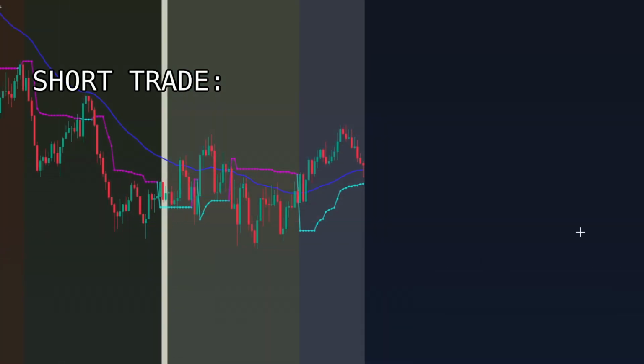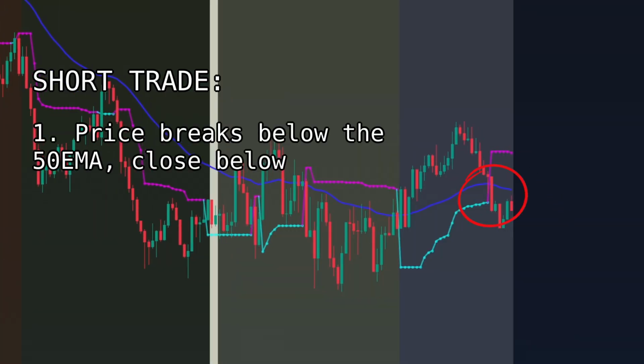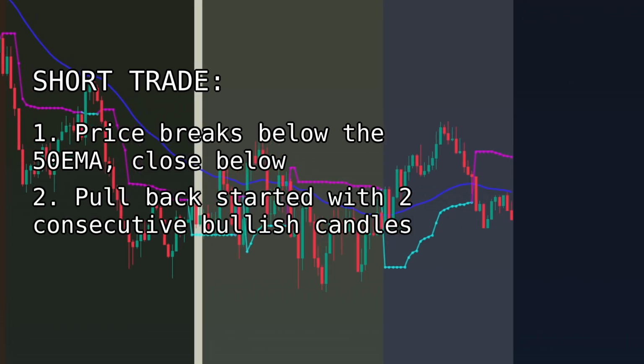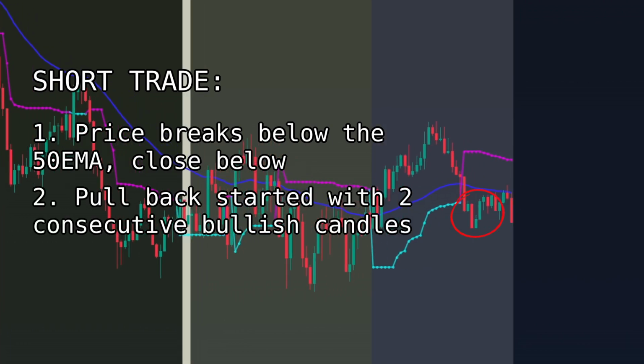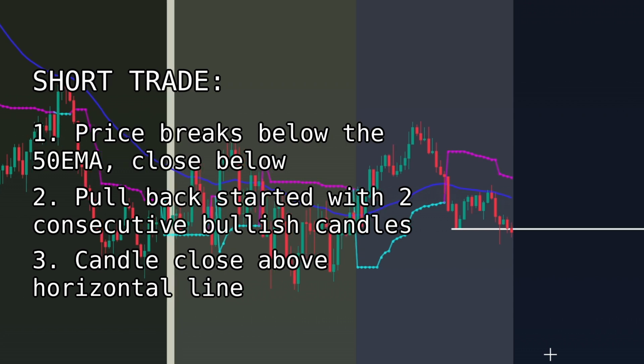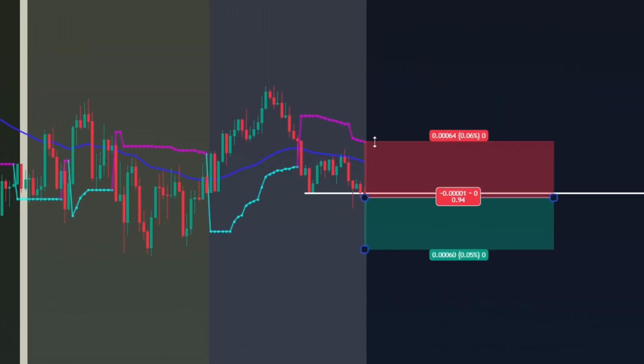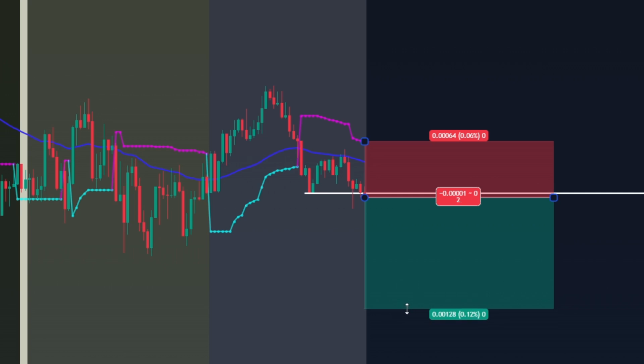For a short trade, the price must break below the 50 EMA with a candle closing below it. Wait for at least 2 consecutive bullish candles after the breakout. Place a horizontal line at the swing low before the pullback and enter when a candle closes below this line. Use the chandelier stop to set your stop loss. Again, target 2 times your stop loss distance for a 2-to-1 risk to reward ratio.